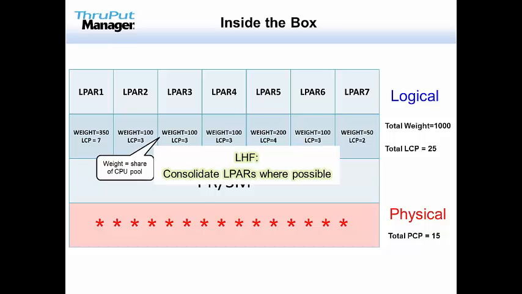So when I look at this simple example, I've got what's probably my big production LPAR with a weight of 350 and 7 logical processors, LPAR 1, probably not doing much with that. But I've got 1, 2, 3, 4 LPARs, each with a weight of 100, each with 3 logical processors.